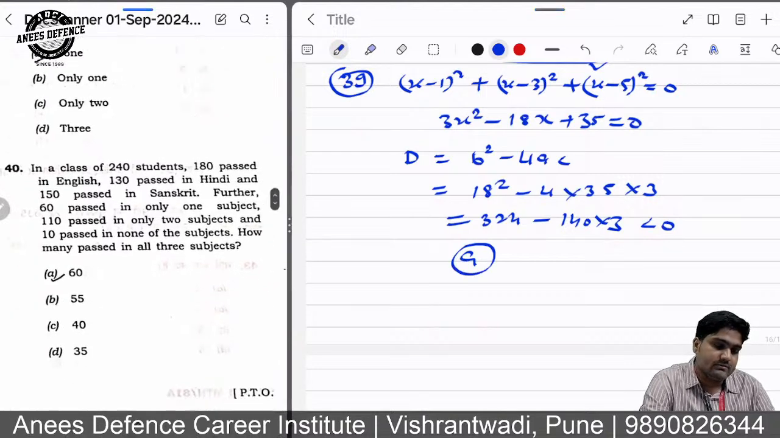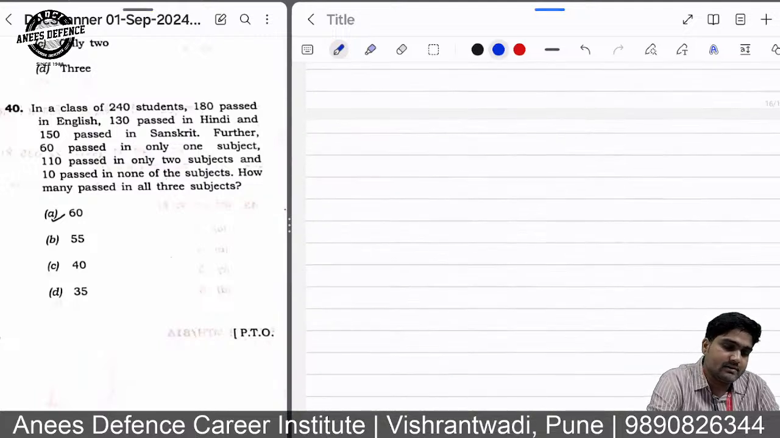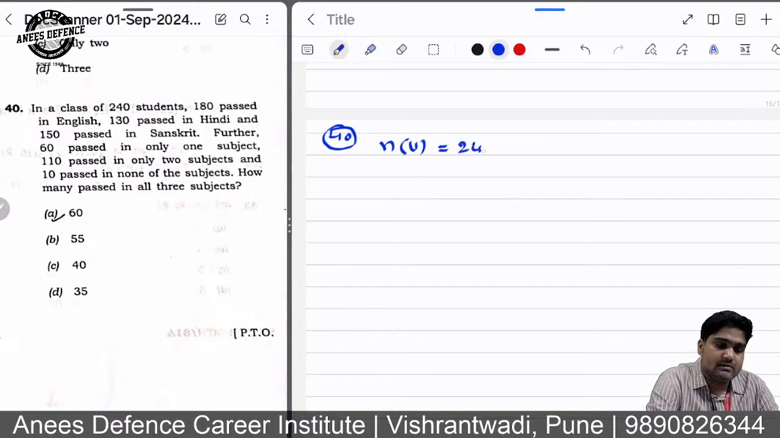Okay, this question is based on the Venn diagram. Let's draw the Venn diagram for this one. Here the total number of students is given as 240. Out of 240 students, 180 passed in English, 130 passed in Hindi, and 150 passed in Sanskrit.